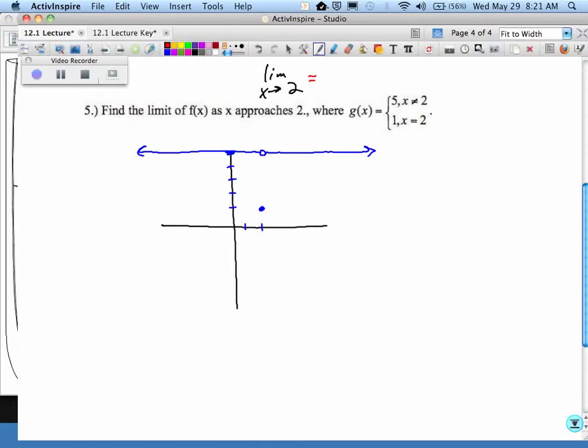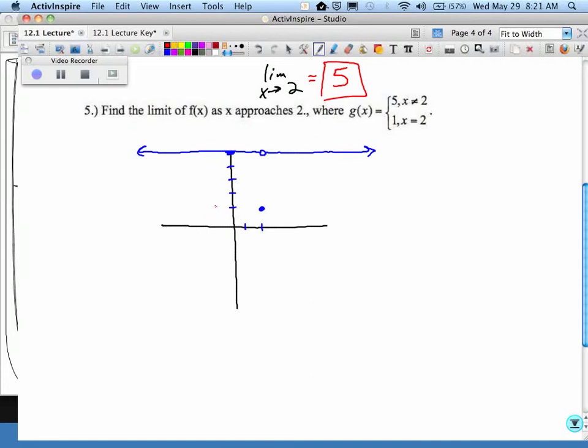Give me a number that's close to 2. When you plug in 2.1, Robin, what do you get for an output? You get 5. If you plug in anything that's not 2, you get an output of 5. What happens when you plug in 1.99? What happens when you plug in 2.00001? What's your limit? That's what I said. The confusion.